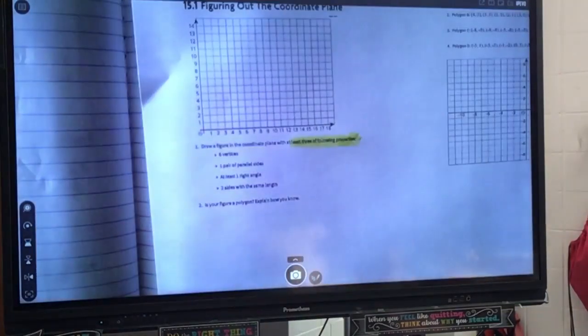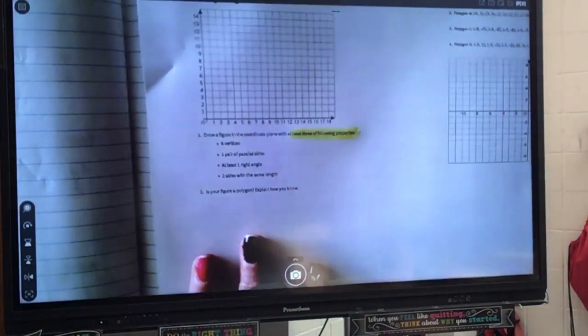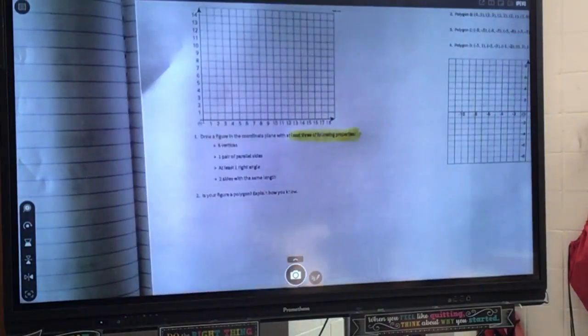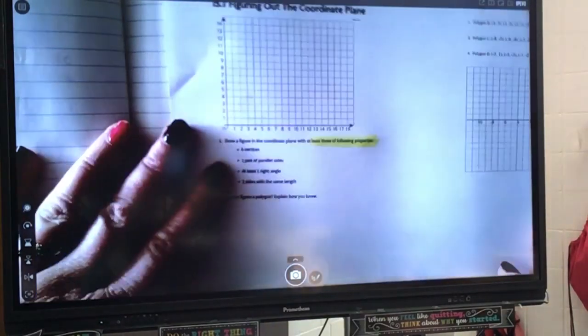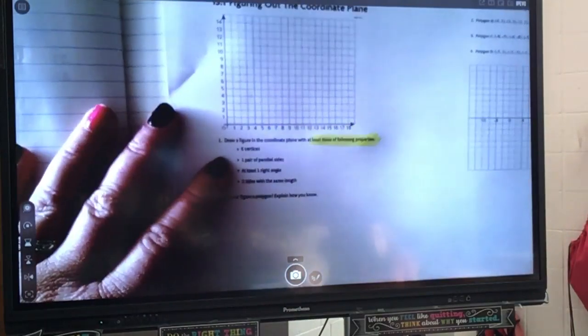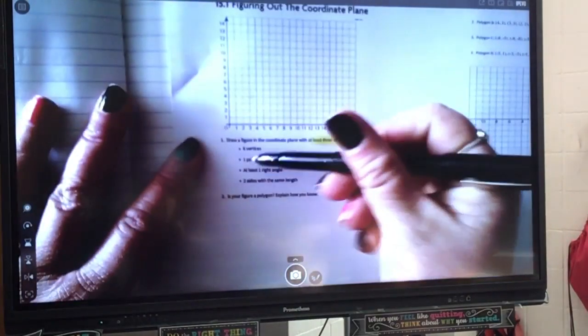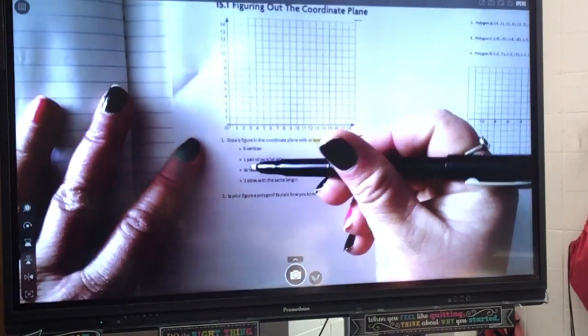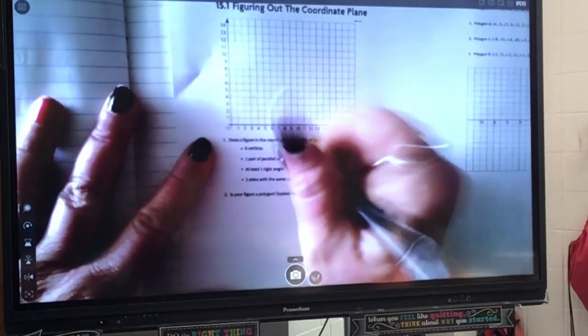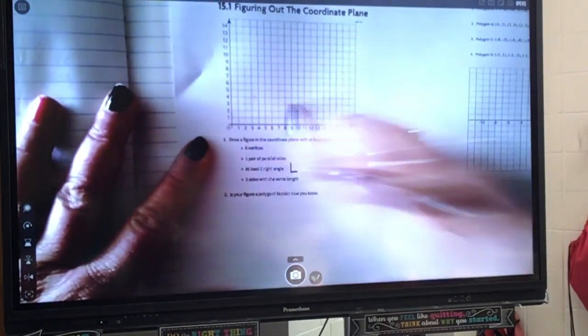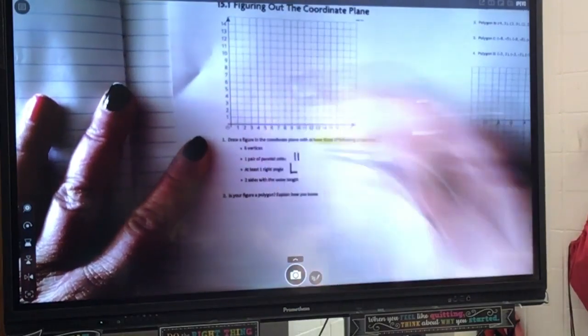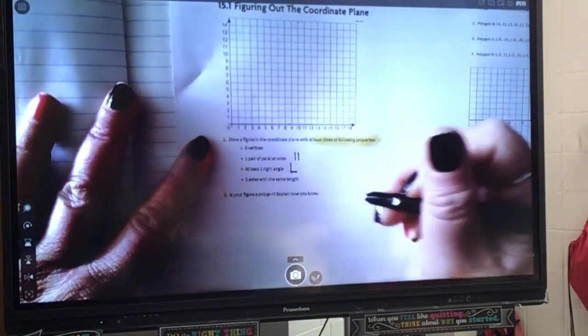Alright, does that mean you can do less than 3? You cannot. Can you do 3? Can you do more than 3? Alright, so you gotta have at least 3 of these. 6 vertices, 1 pair of parallel sides, at least 1 right angle, which remember, that is a right angle. Parallel sides is where they never meet. And then 2 sides with the same length.